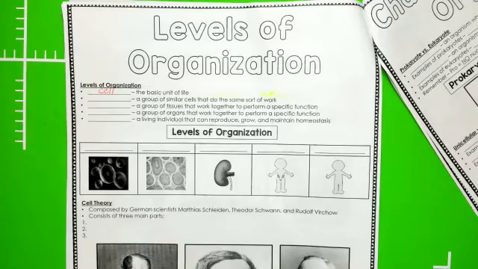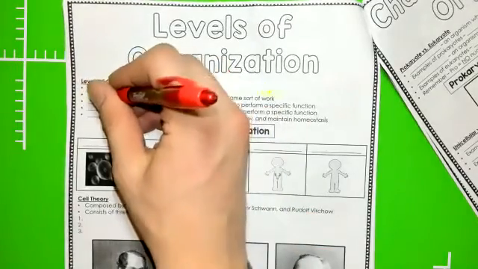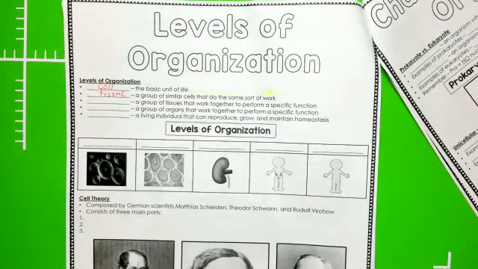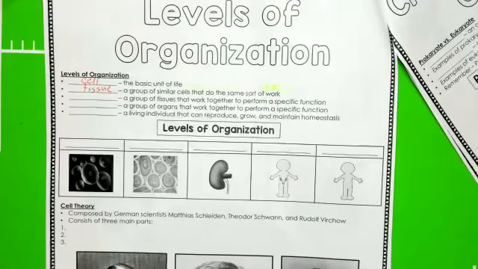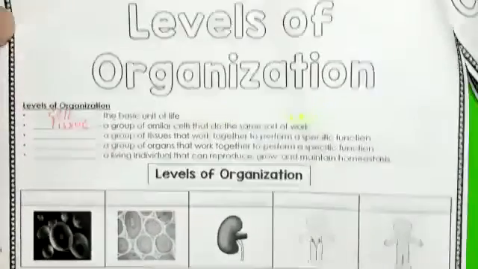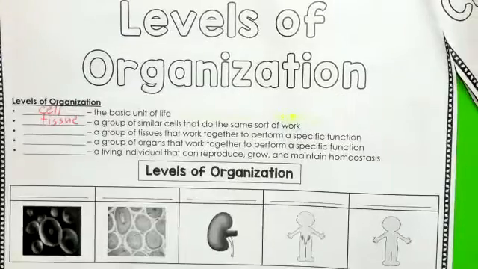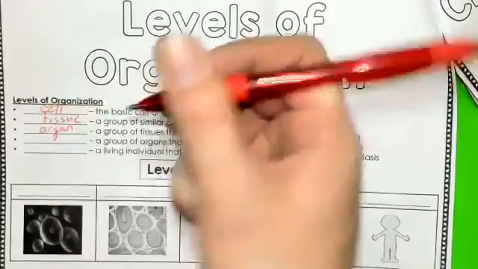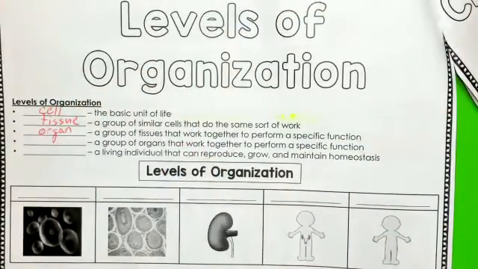So cell. Next, after a cell, they come together and cells form tissue. The next level is called tissue, right? Cell, then tissue. I'll zoom in some for you guys. Sorry about that. Cells and tissue. Sometimes different types of tissues come together and they form an organ. So an organ is just a group of tissue coming together to perform a specific function.